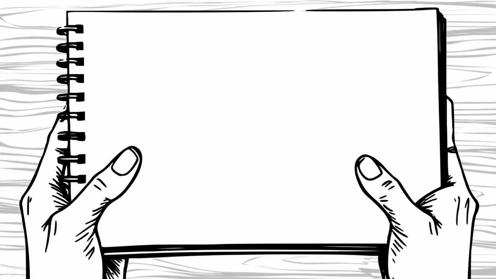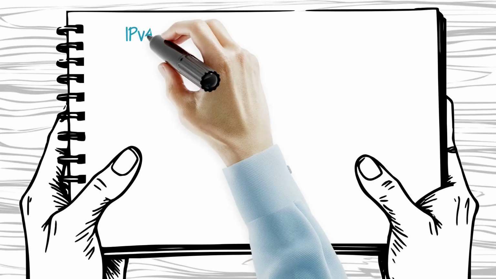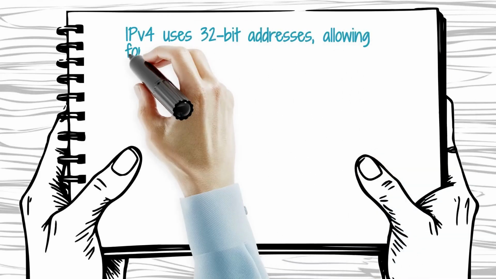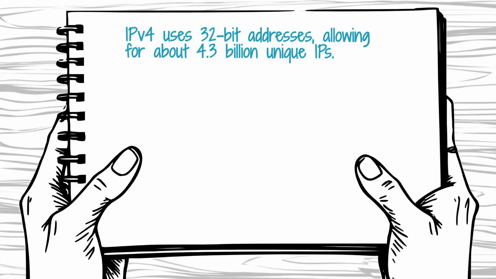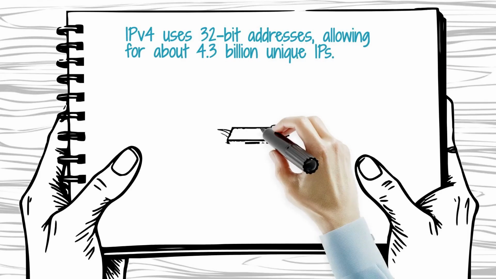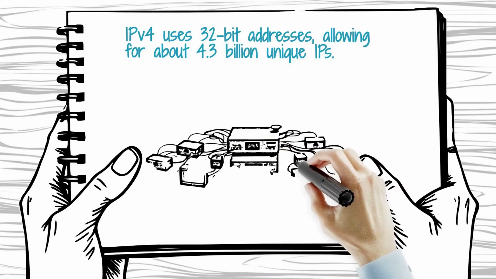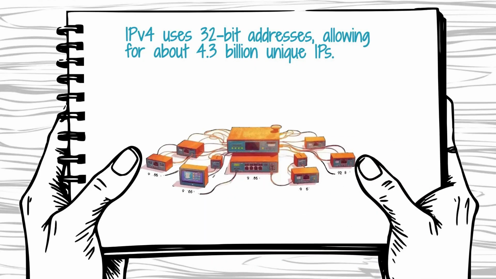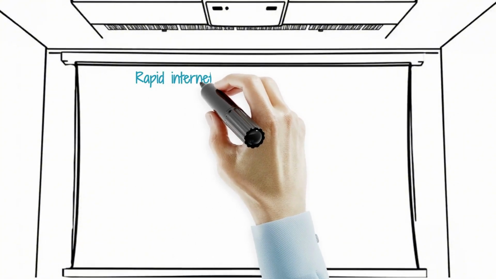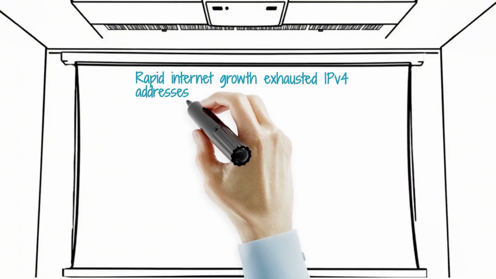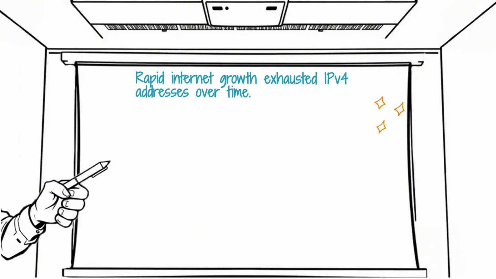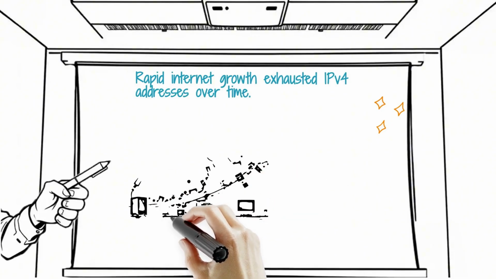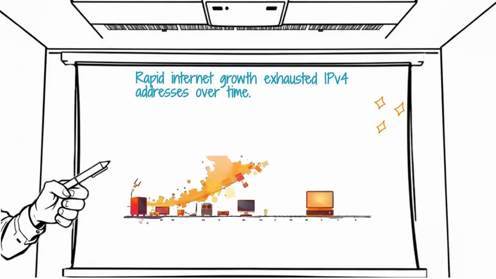IPv4. IPv4 is the fourth version of the Internet Protocol and remains the most widely used addressing system today. It uses 32-bit addresses, allowing for about 4.3 billion unique IP addresses. An IPv4 address looks something like 192.168.1.1. While this seemed like more than enough when the internet was first developed, the rapid growth of internet-connected devices eventually exhausted the available addresses.